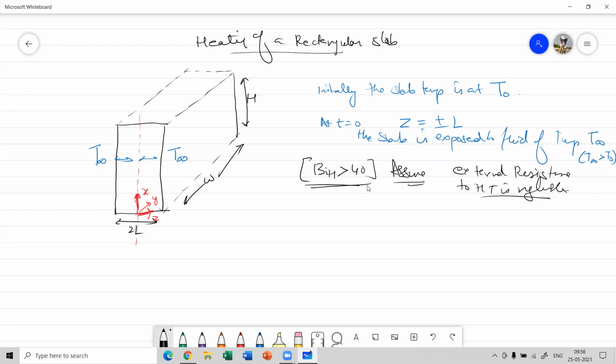So what we need to now determine is the temperature profile within the slab. So we need to determine the temperature profile within the slab. For this, what we do is we consider a shell.